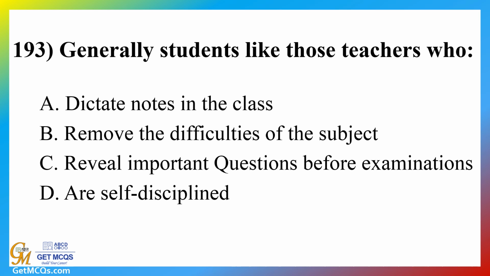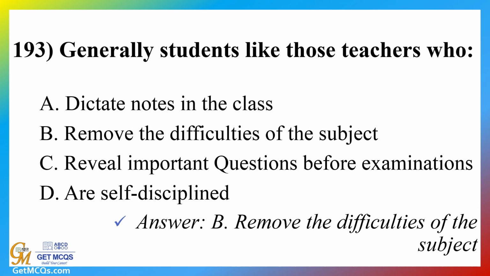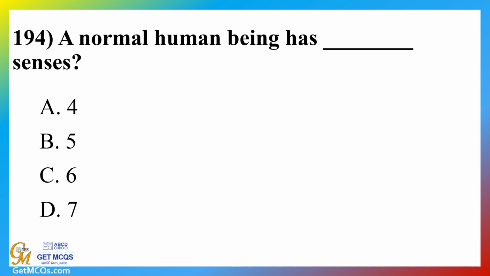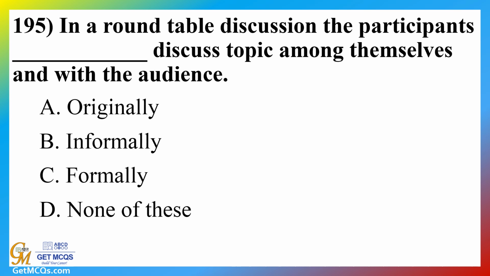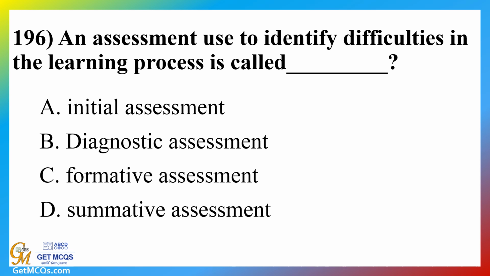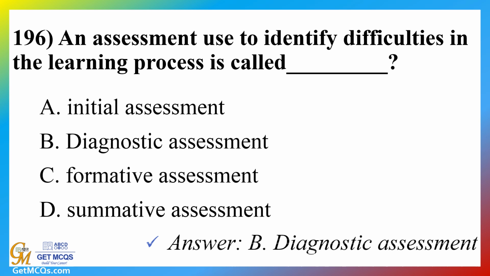193. Generally students like those teachers who? Answer: B. Remove the difficulties of the subject. 194. A normal human being has senses? Answer: B. 5. 195. In a round table discussion, the participants discuss topic among themselves and with the audience. Answer: B. Informally. 196. An assessment used to identify difficulties in the learning process is called? Answer: B. Diagnostic assessment.